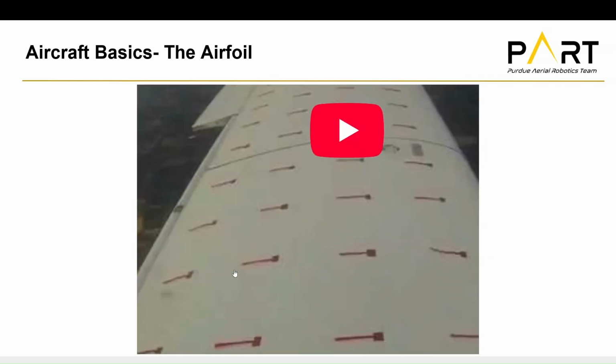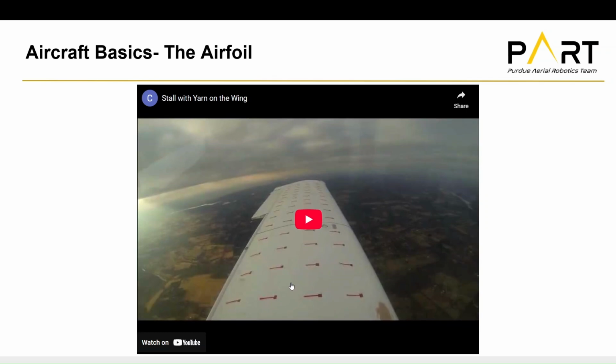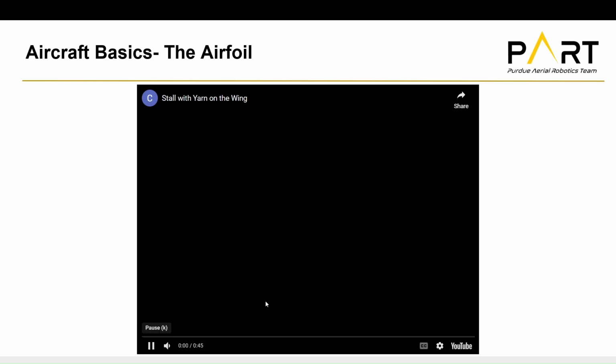You'll note this yarn that's attached to the wing by tape, right? This is called a tuft. These are tufts. I had a professor once tell me that if you ever see a company test flying with tufts, that means something has gone horribly wrong during the design process, because you really shouldn't have to use tufts in a test flight to determine how your airflow is looking, right? This should be something you can do through computational fluid dynamics or wind tunnel tests. But anyway, it's a pretty cool video here.